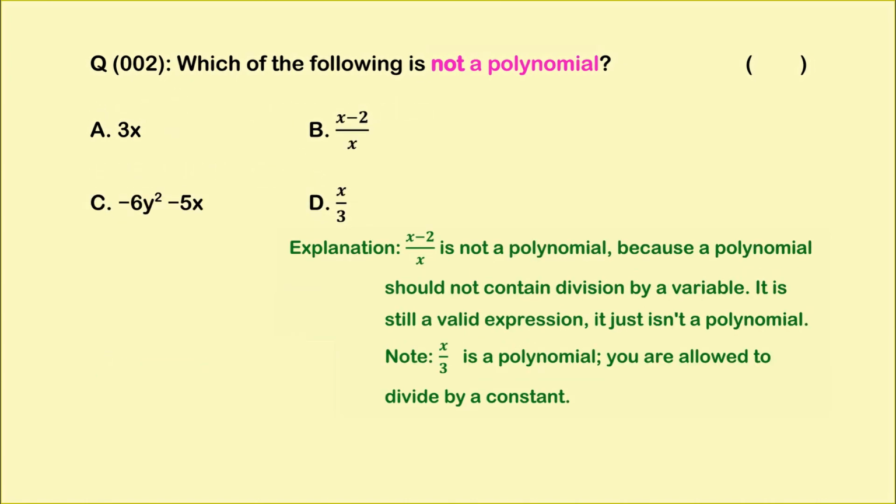Question number 2. Which of the following is not a polynomial? You see the options. Option A is 3x, option B is x minus 2 by x, option C is minus 6y square minus 5x, and option D is x by 3. X minus 2 by x is not a polynomial because a polynomial should not contain division by a variable. It is still a valid expression, it just isn't a polynomial, and x by 3 is a polynomial. You are allowed to divide by a constant. So the right answer is B.